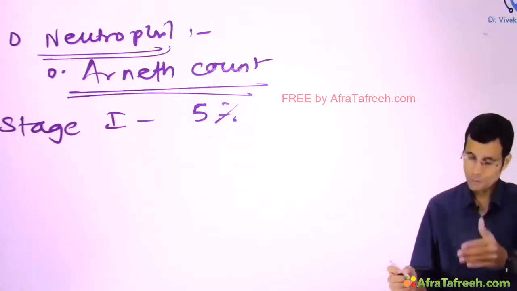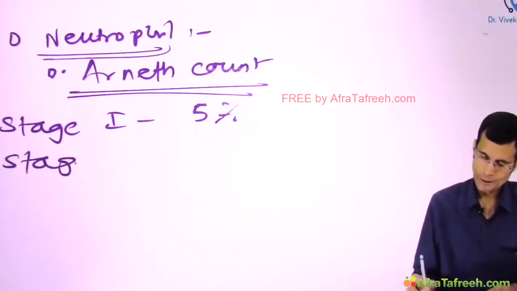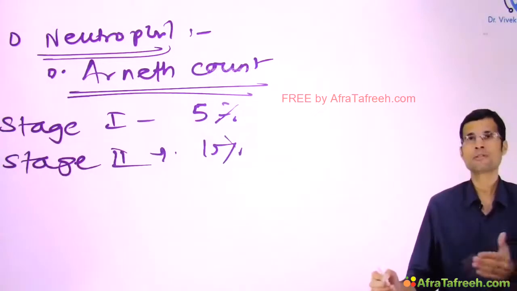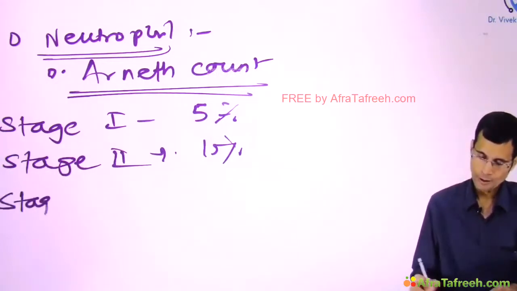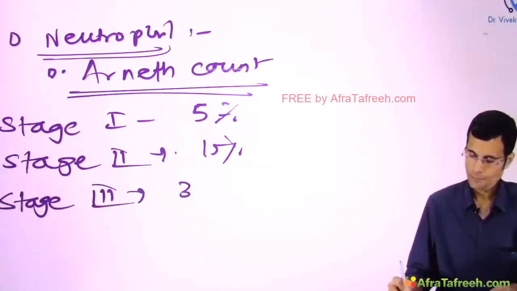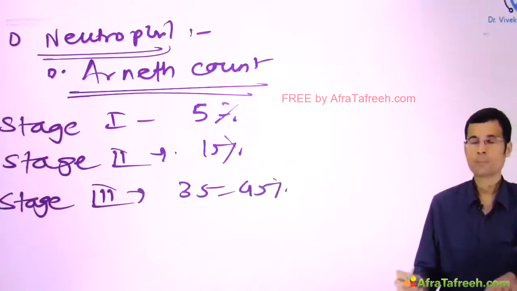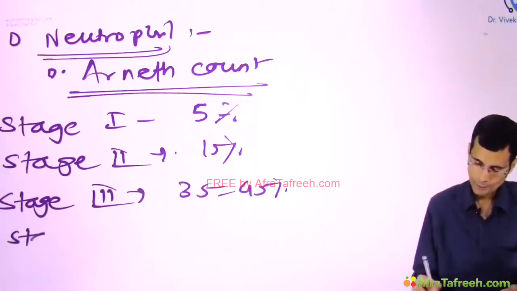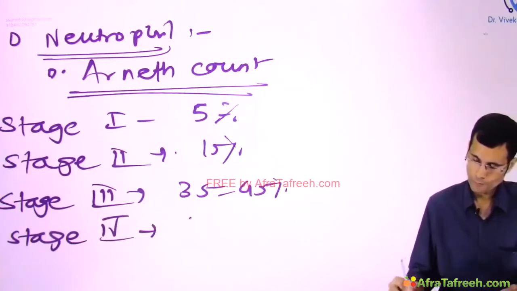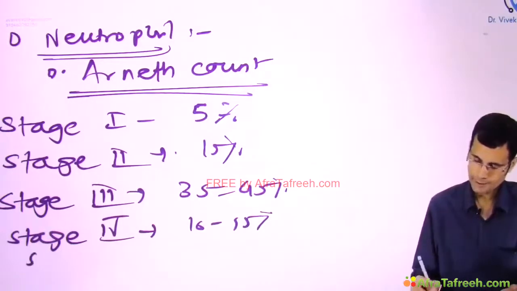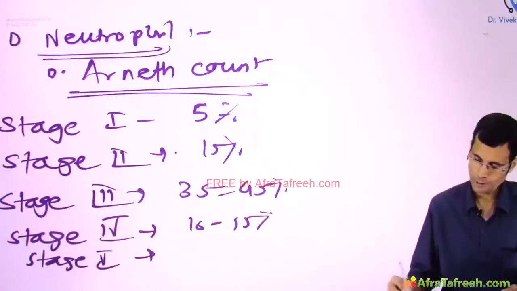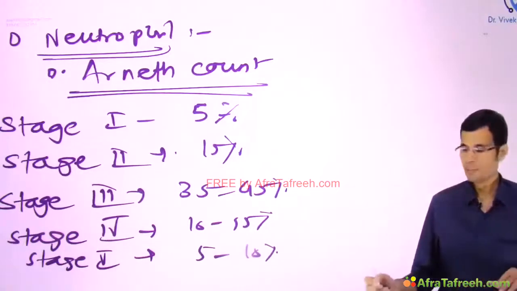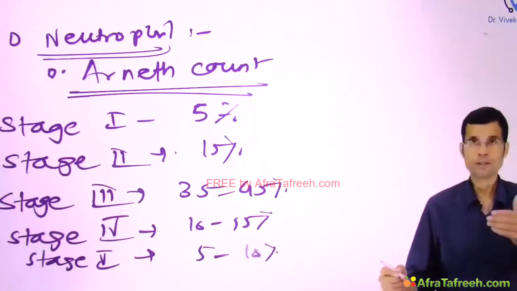This is the count of neutrophils. Stage 2, 2 lobes in the nucleus. About 15% neutrophils will be stage 2. Stage 3, 35 to 45%. So maximum neutrophils in the circulation would be stage 3. Stage 4, 10 to 15%, and stage 5, 5 lobes in the nucleus, 5%. So a bell-shaped curve can be obtained for the Arneth count.